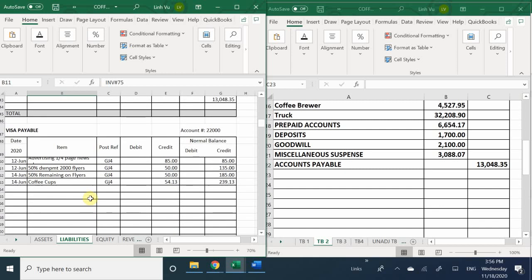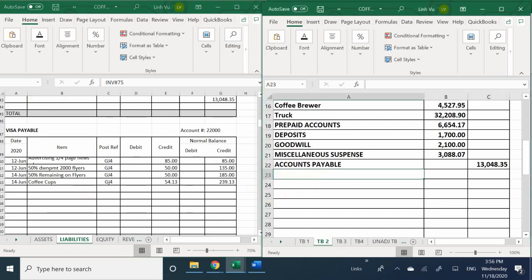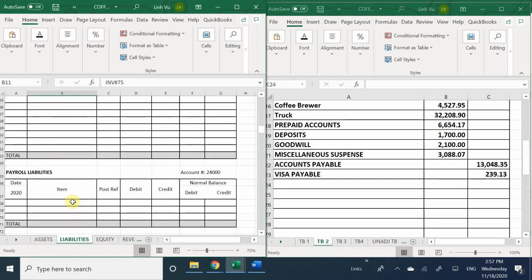So again, we introduced another account. We have a Visa payable, right? We utilize our business credit card. So therefore, we have an account balance on our credit side for the amount of 239.13. Oops, I typed that in wrong. 239.13. Okay, 239.13. All right.